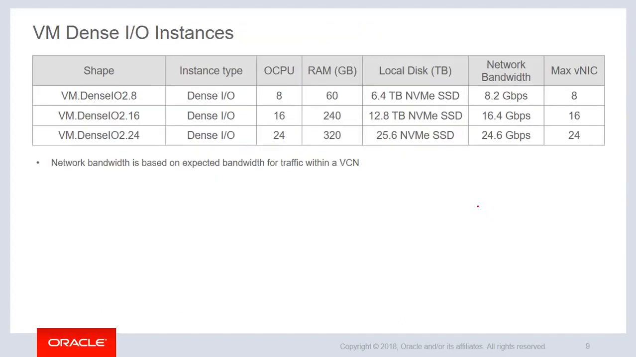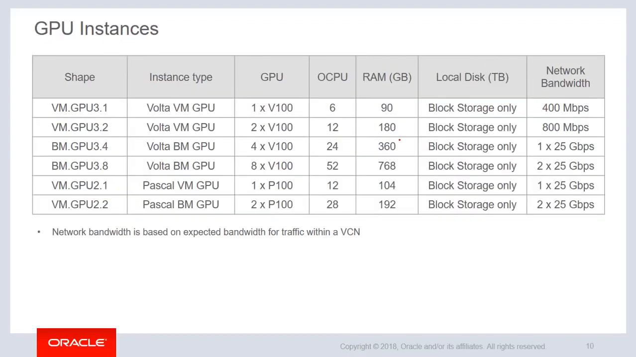Now, similar to the bare metal, we also support dense IO VMs. The difference here is that you get some amount of local storage, anywhere from 6.4 terabytes to 25.6 terabytes of local storage, and you can see the specs here. We also support GPU instances, both Volta and Pascal, and again you can see the specs here. So if you have HPC workloads where you require GPU instance types, you can use them with Oracle Cloud Infrastructure.